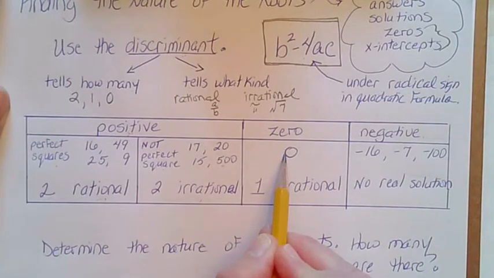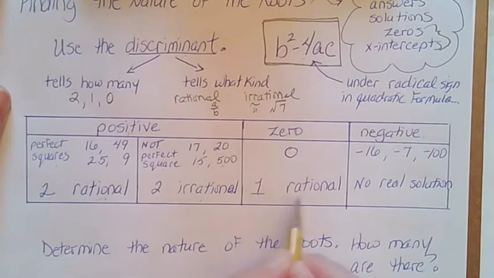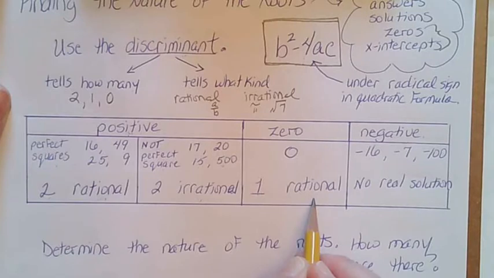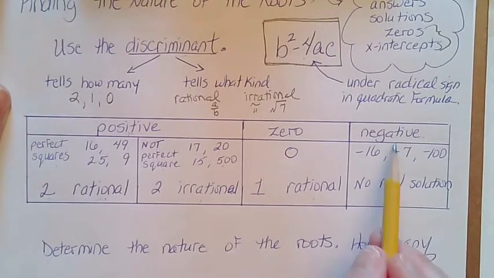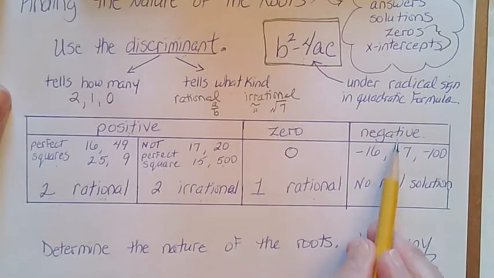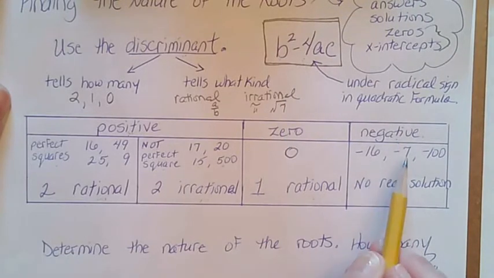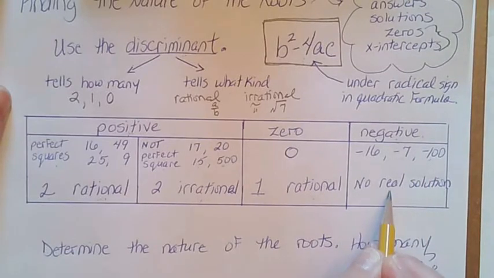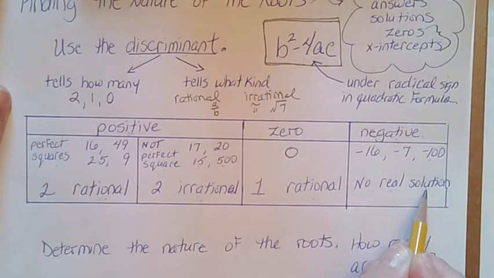And if it's 0, then there is one rational root. The square root of 0 is 0, right? So you're not adding or subtracting anything in the quadratic formula. One rational root. If your discriminant is a negative number, any negative number at all, there is no real number solution. So in Algebra 1, we are only dealing with the real number system, so there is no solution.